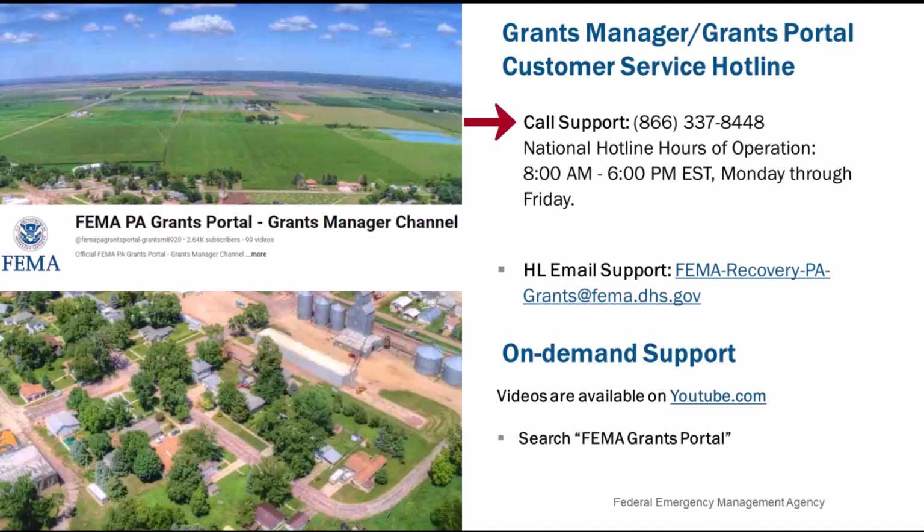For technical assistance with Grants Portal or Grants Manager, you can call the PA Grants Portal Grants Manager hotline at 866-337-8448. National hours of operation are 8 a.m. through 6 p.m. Eastern Time, Monday through Friday. The hotline can also be reached by email at FEMA-recovery-pa-grants@fema.dhs.gov.